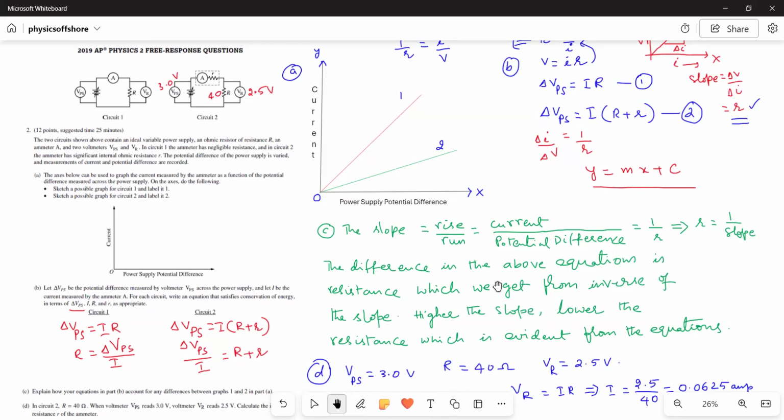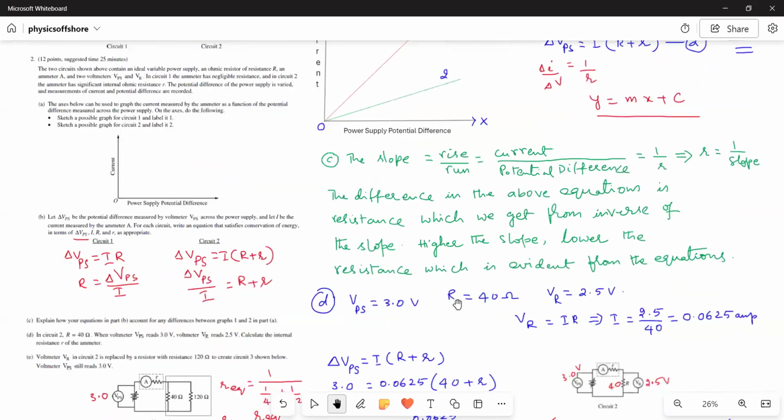So we wrote the differences. Okay, the difference in the above equations is resistance, which we get from the inverse of the slope. Higher the slope, lower the resistance, which is evident from the equations. Okay, so that is the answer for C bit.